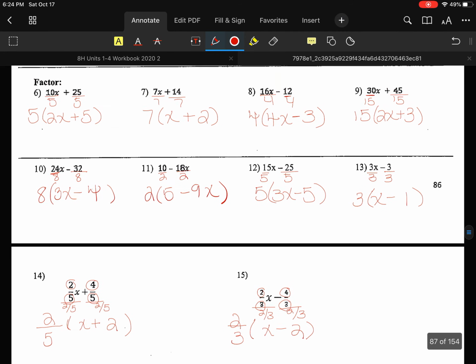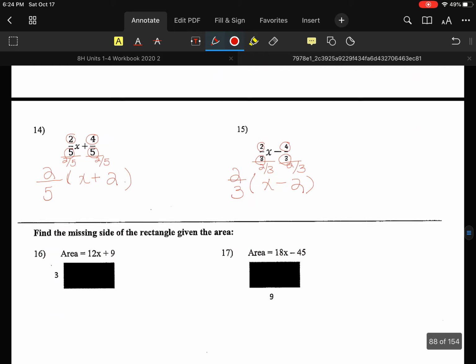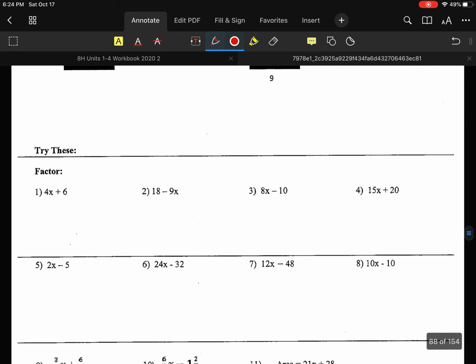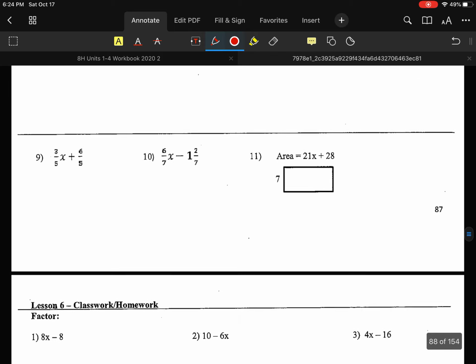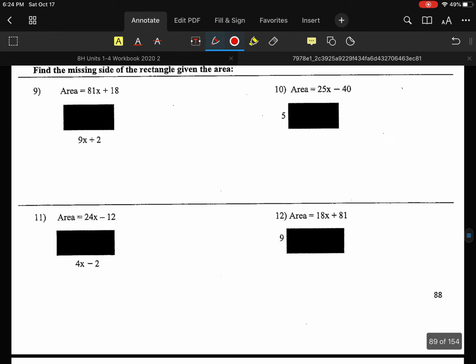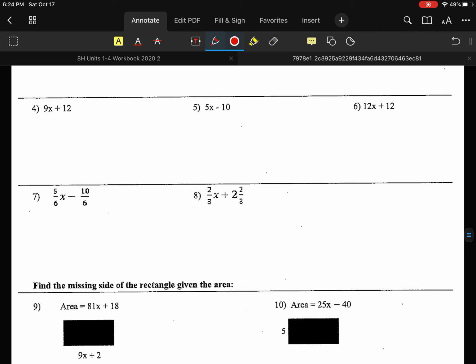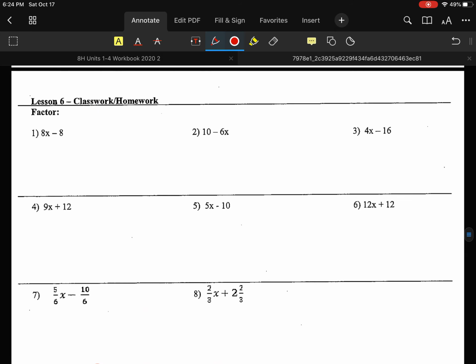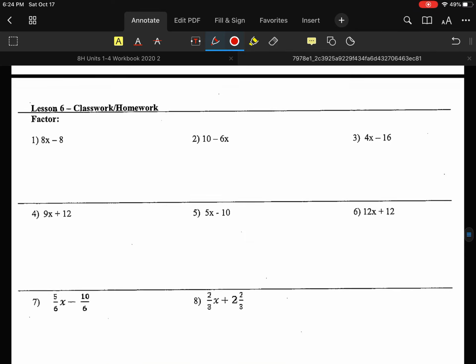16 and 17, I am not going to go over right now. It's working backwards with area. I find it more important that you're able to factor these expressions. So we'll practice some more of this in class. So the try these we'll do together. Your Google form will be on page 88. So again, I'm not going to ask you to do the bottom section, finding the missing side of a rectangle. I'm just going to ask you to factor in the Google form, or what we do in order to factor.